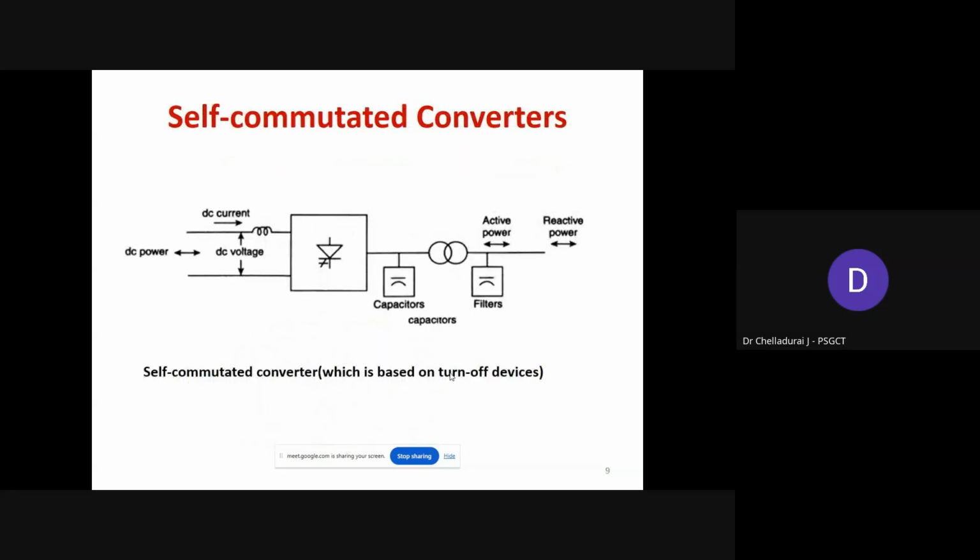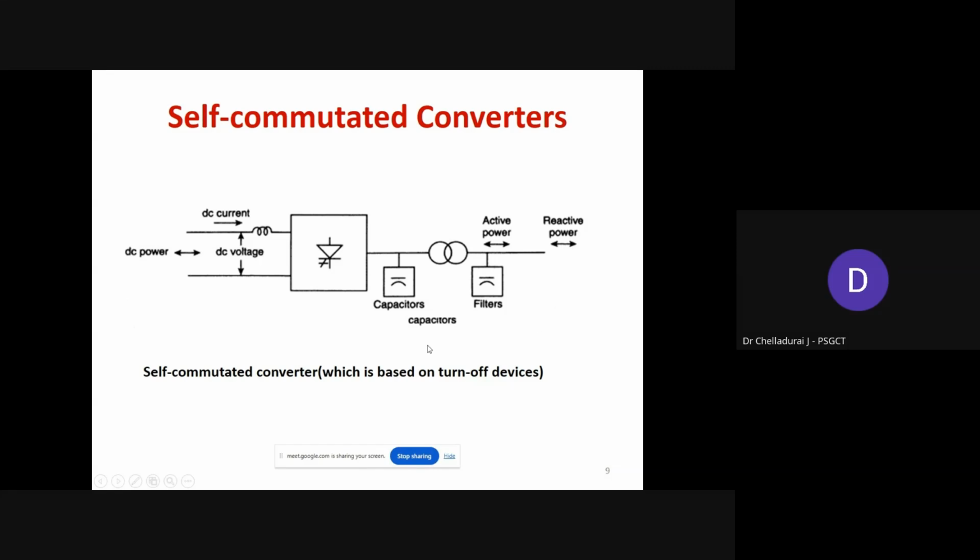The next one is self-commutated converters. In self-commutated converters, again, the DC side is in series with a high value of inductor, and the power circuit uses gate turn-off capability devices. The remaining things are the same, but by this one small modification, we can exchange both active as well as reactive power.